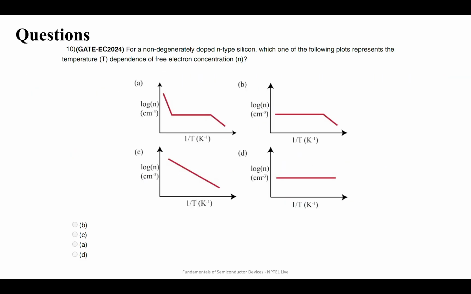Next question. For a non-degenerately doped n-type silicon, which one of the following plots represents the temperature dependence of free electron concentration? So the graphs are between log n and 1 by T. Which one of the four graphs is the correct one?